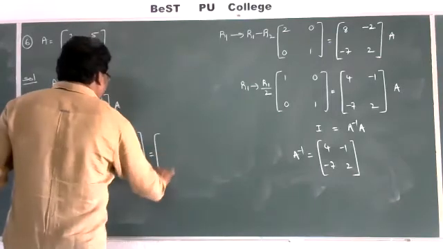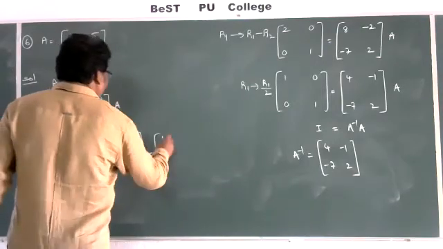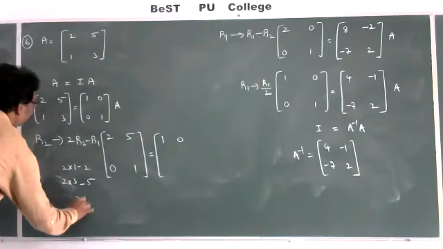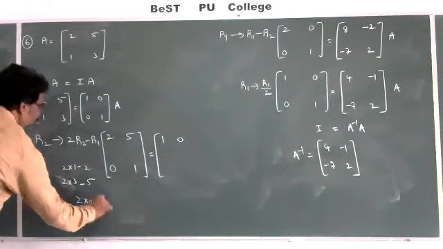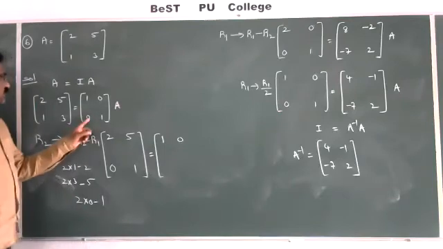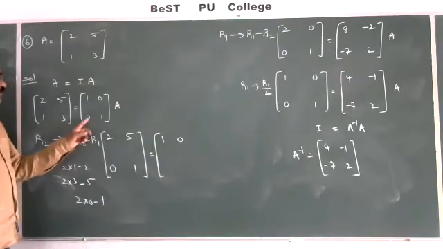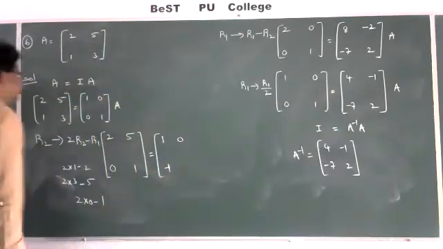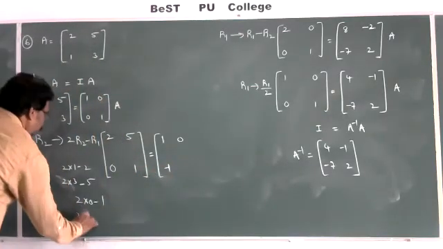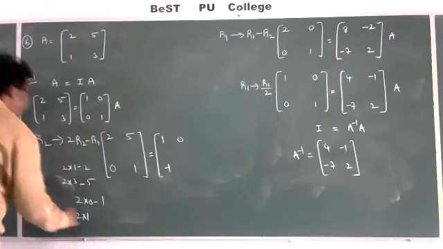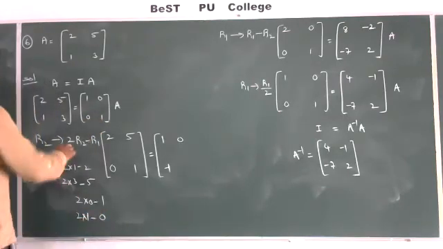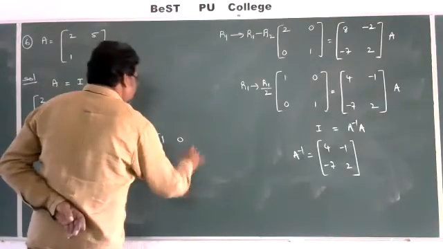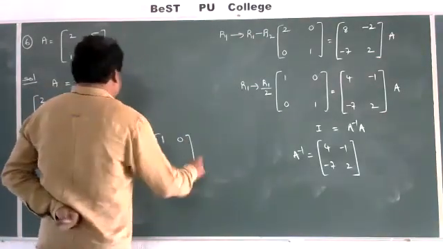Same operation apply here. R1 is same, 1, 0. So this is 2 into 0 minus 1, that is minus 1. 2 into 1 minus 0, 2 minus 0, that is 2, into A.